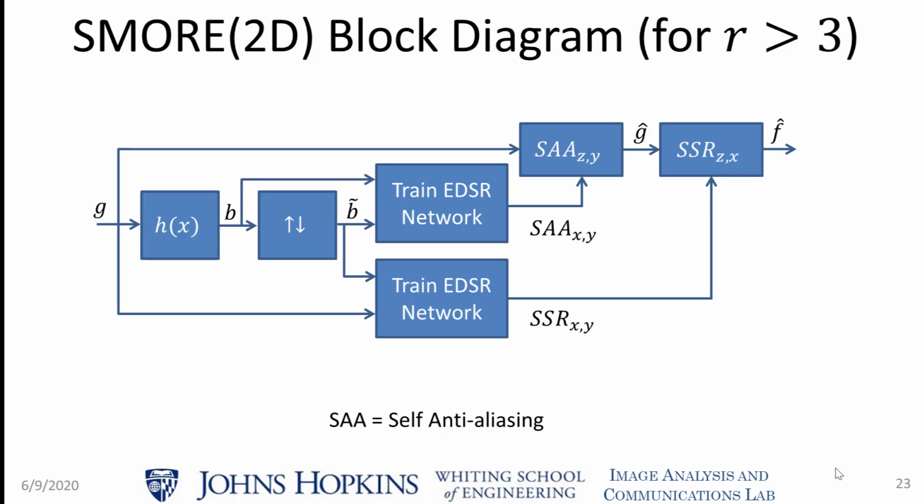So the trick here is to apply that anti-aliasing step in the ZY direction, orthogonal to the direction we're going to apply the self-super resolution. And it turns out by experimental analysis that this works well. Now, we discovered that when the ratio between the through-plane and in-plane resolution is greater than 3, this is a good network to use. When it's less than 3, it doesn't make a lot of difference. And in order to save time, we would generally, for R less than or equal to 3, use the original SMORE 2D network without this extra anti-aliasing network.